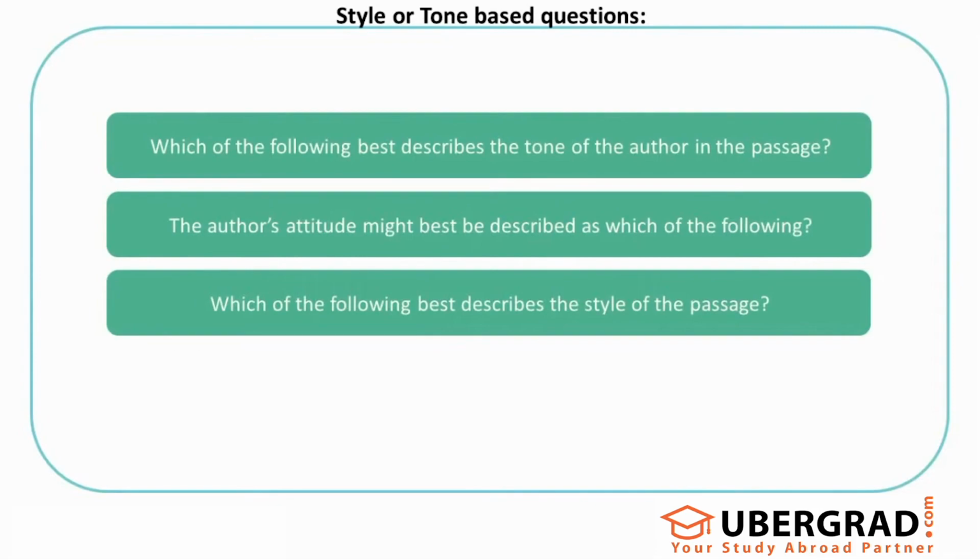Finally, the style or tone based questions. For example, which of the following best describes the tone of the author in the passage, right? Or the author's attitude might best be described as which of the following. So you'll have generally 3 tones: positive, neutral and negative, right? You will see a good set of words being used over there, right? Aggressive, etc. So being aggressive, you just have to see how harsh the author is.